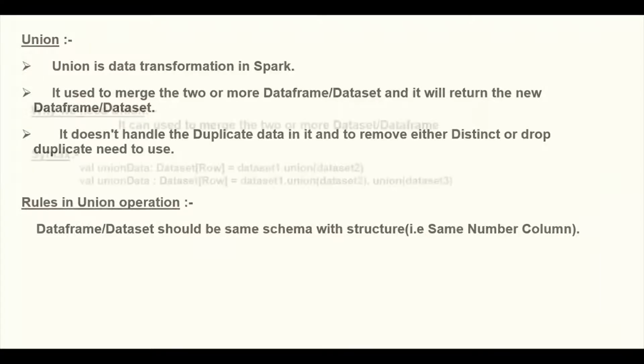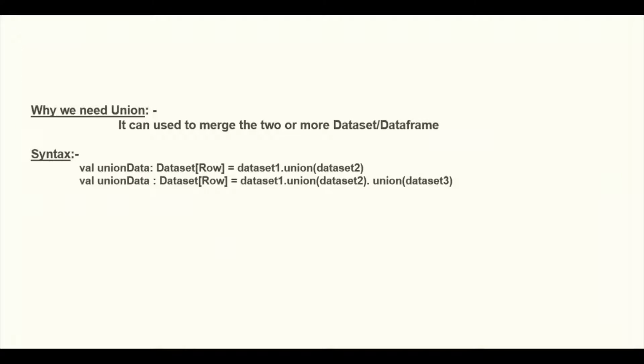And why do we need union? It can be used to merge two or more data frames or datasets. And the syntax: the union function is available in the dataset itself. If you want to do a further union, I mean more than two, we have to union dataset 1 and dataset 2, and later we can go for dataset 3.